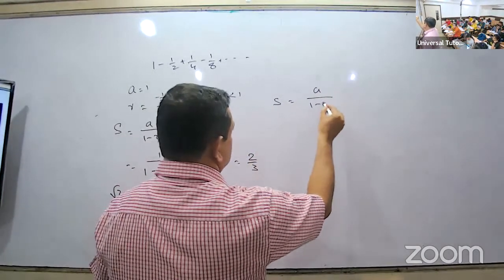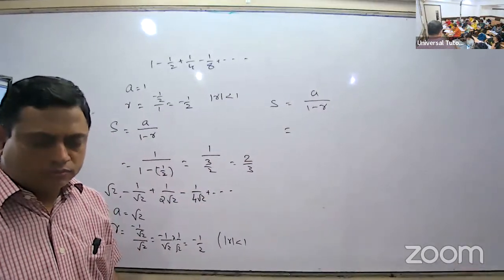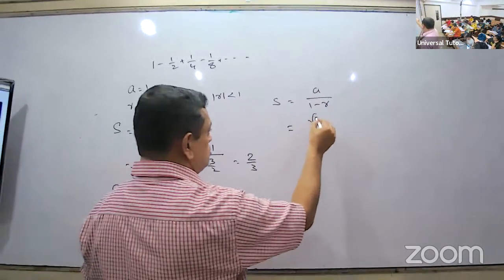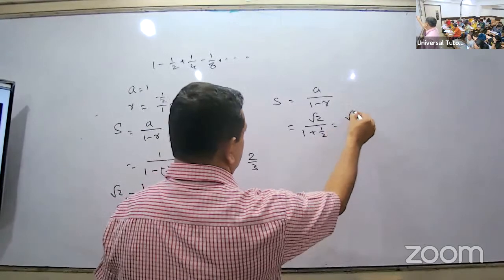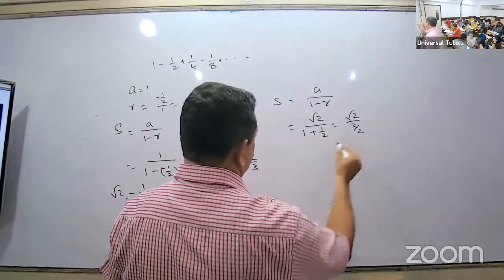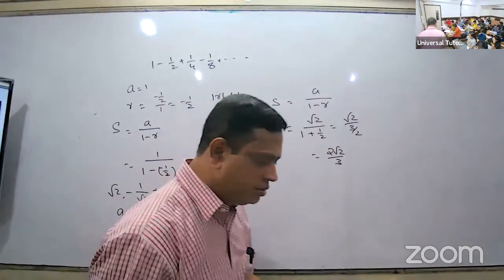Substitute. A upon 1 minus R. So what did you get? Root 2 upon 1 minus minus 1 by 2. What is 1 plus 1 by 2? Root 2 upon 3 by 2. How much? 2 root 2 upon 3. Easy now?